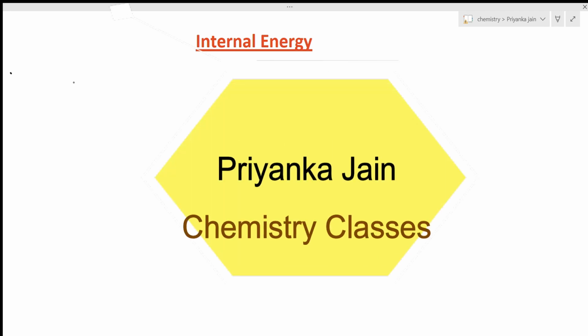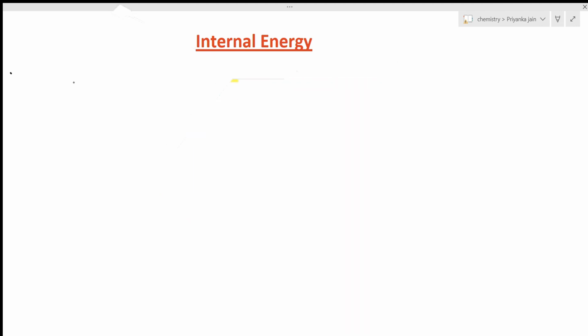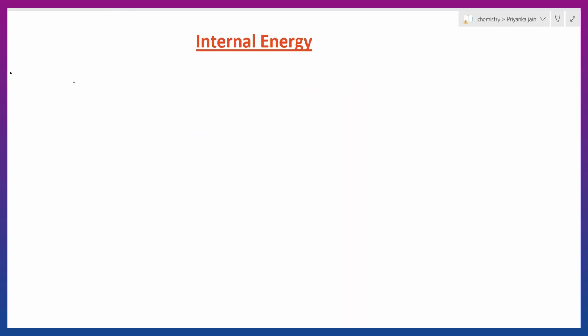In our last lecture we studied heat capacity. Now we have to see another important topic, that is internal energy. Internal energy is sometimes denoted by U. In some books it is denoted by U, or sometimes by E. Both abbreviations are right. You can use any one.